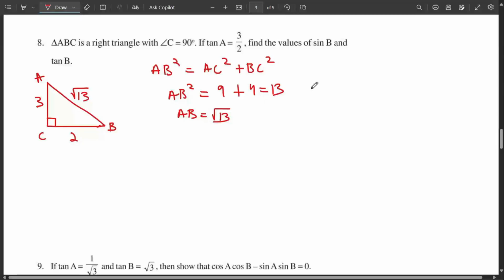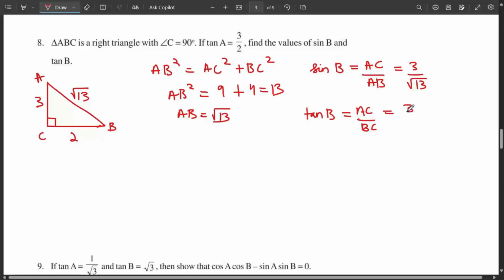So what will be sin B equal to? Sin B will be equal to the opposite side AC divided by the hypotenuse AB. So AC is nothing but 3, AB is equal to square root of 13. So tan B equals the opposite side AC divided by the adjacent side BC. AC is equal to 3, BC is equal to 2.